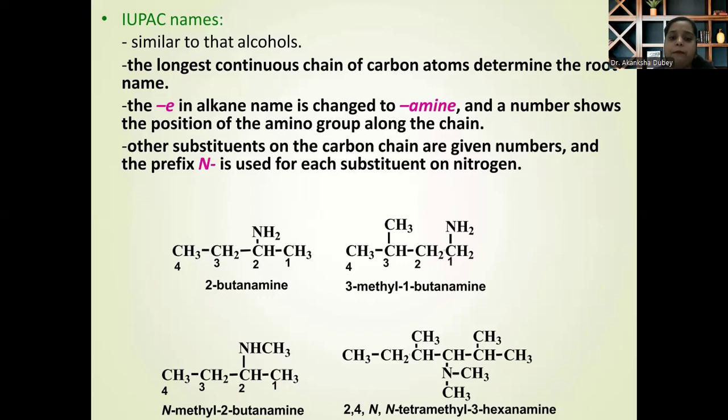Whereas in the second example, we can see that a methyl group is attached at the third carbon and the butanamine is attached from the first carbon. So we term it as 3-methyl-1-butanamine.